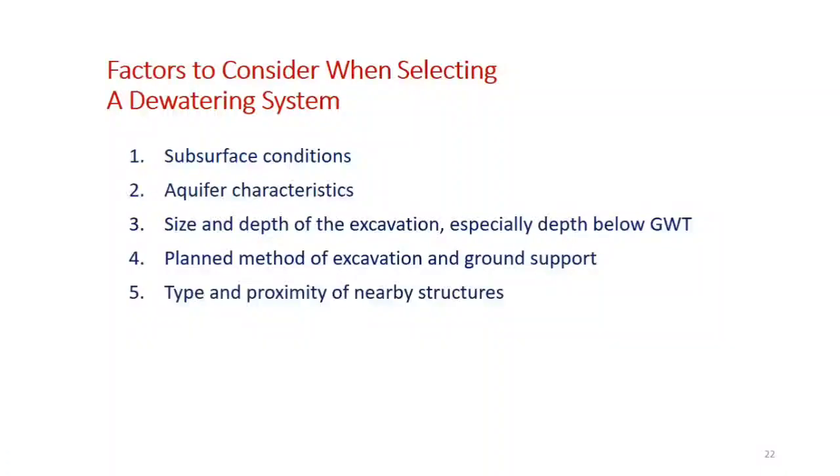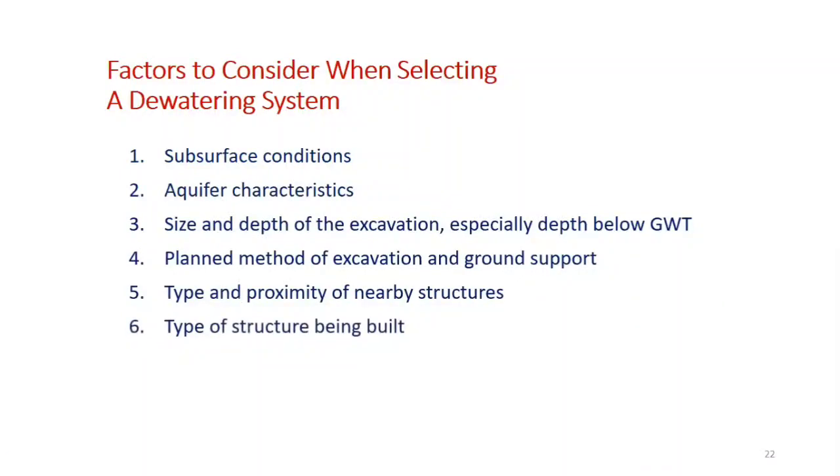Similarly, what is the type of nearby structures and how near they are to your proposed excavations. So that is also very important. So your system will be selected based on what is the type of the structure. When I say type, it means the importance of the structure, how important it is, the nearby structures, and how close it is to the excavation site. So these two parameters will again decide what type of system you can use.